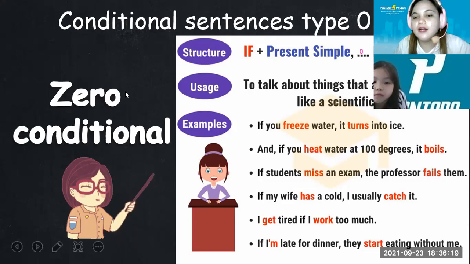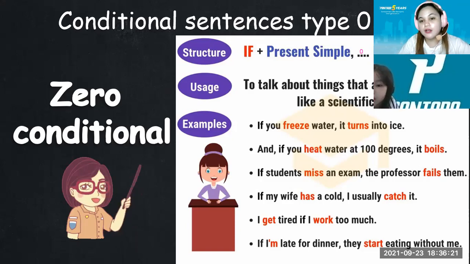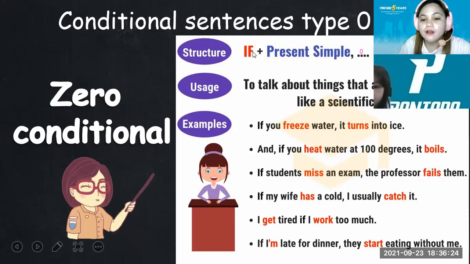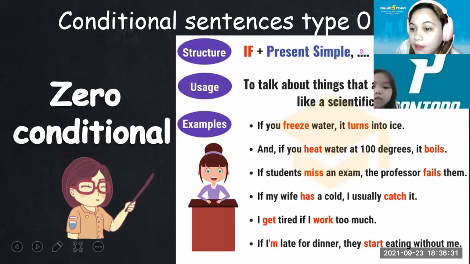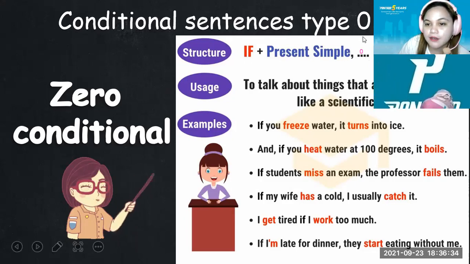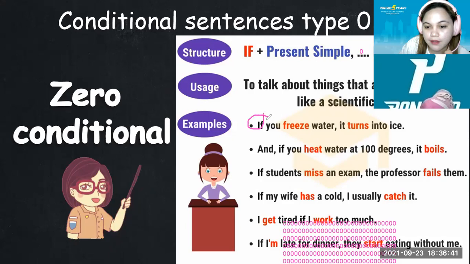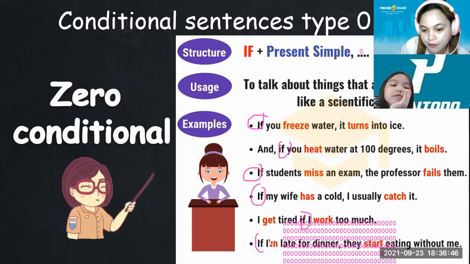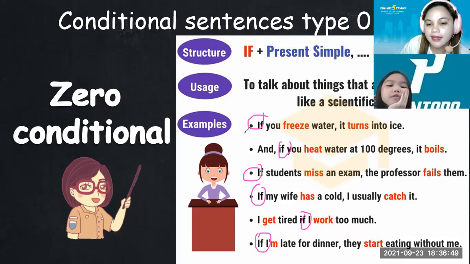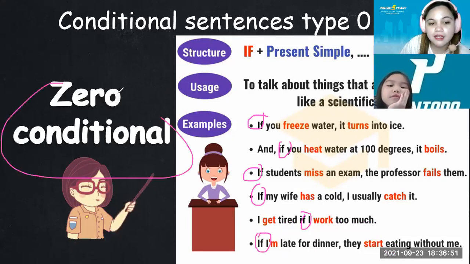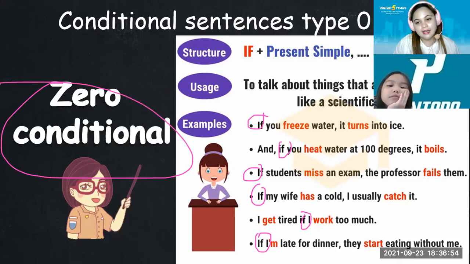Okay, so this is how to write the structure of the sentence. The sentences always have the word if. If plus present simple, present simple. So for example, if you freeze water, it turns into ice. As you can see, there is the word if. So when you see a sentence that has the word if, it means that it is a zero conditional sentence. Okay, Huang?